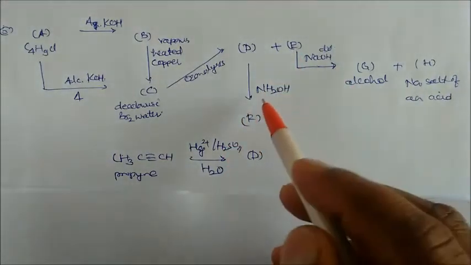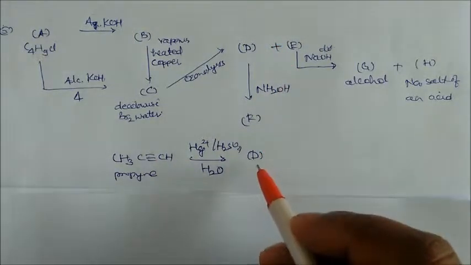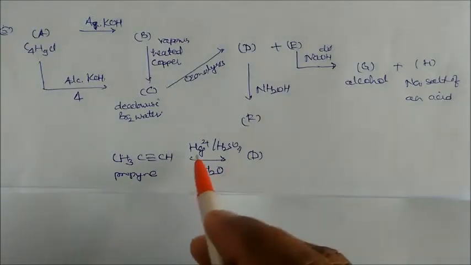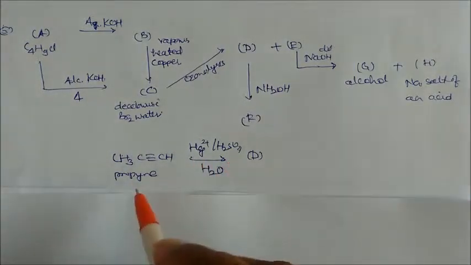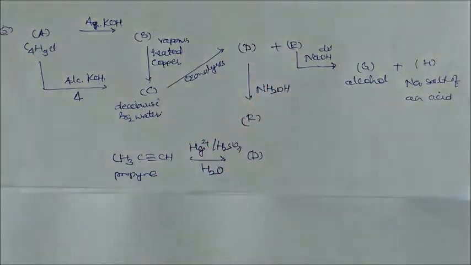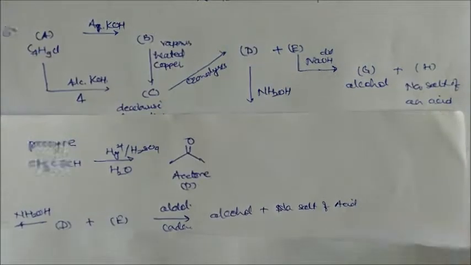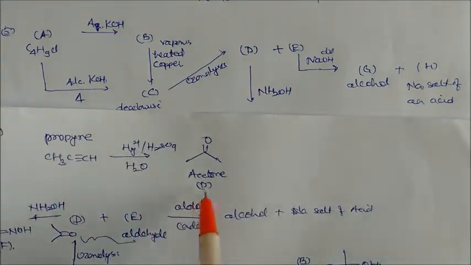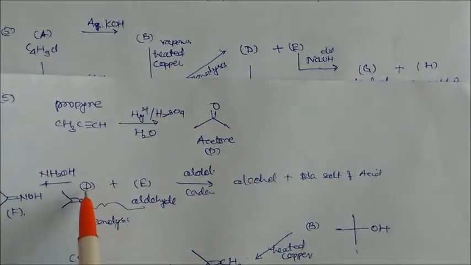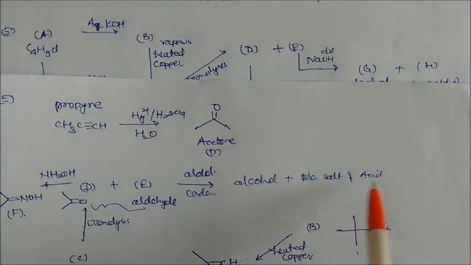D on reaction with hydroxylamine gives F. Then what is D? D can be obtained from propyne. If you see, propyne reacts with the mercury catalyst in the presence of acid, so D must be acetone. So we will start from D here. Let us see this mechanism. If D is acetone, because we are starting with propyne, let us start with D. D plus aldehyde: the aldehyde undergoes condensation, and we get alcohol plus the sodium salt of an acid.